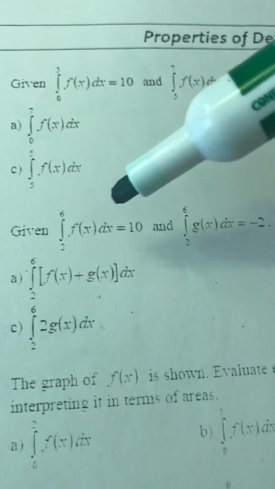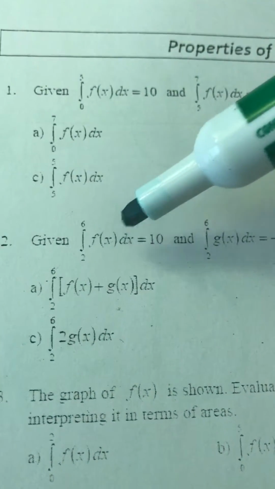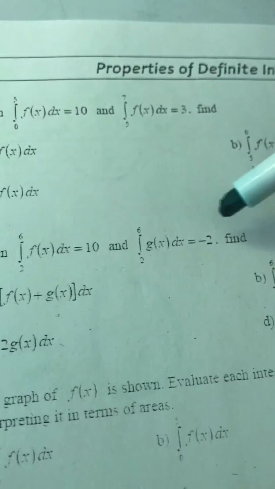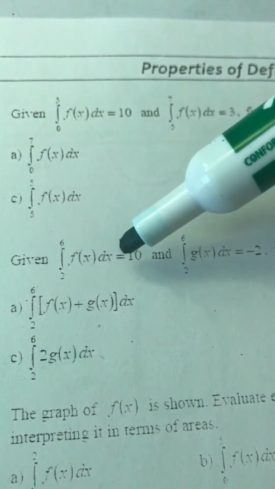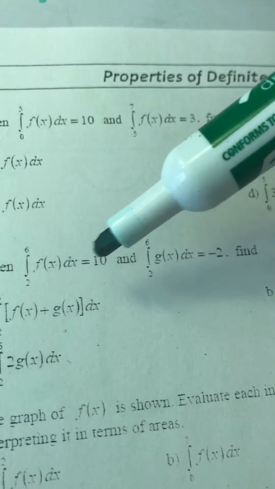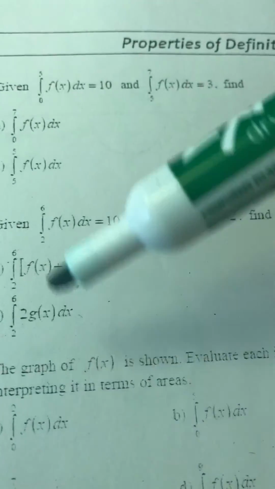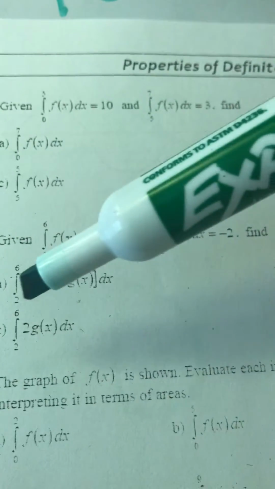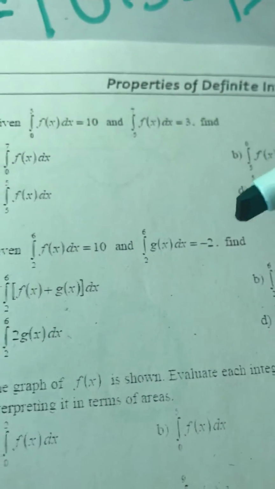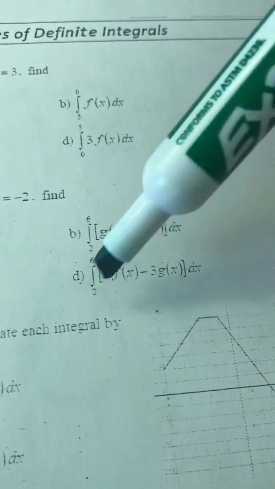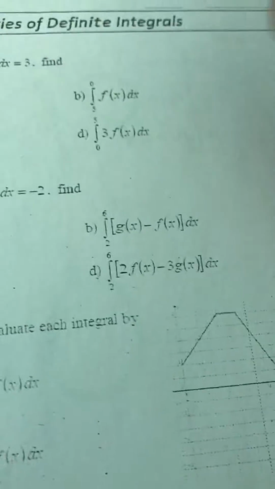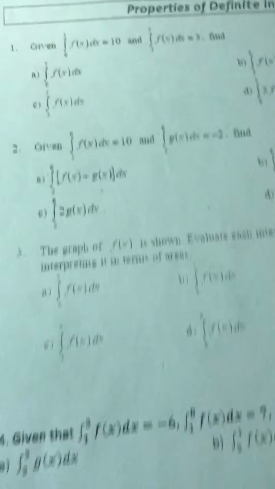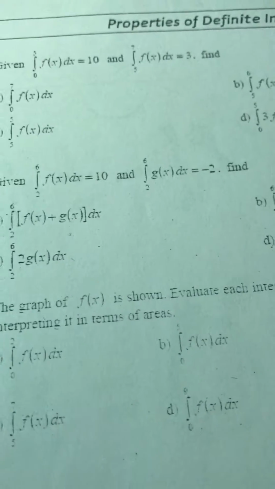So for this one, they give us that the integral of f of x equals 10 and the integral of g of x equals negative 2. So now we have two different functions. If they're asking from 2 to 6 of f of x plus g of x, all you're going to do is 10 plus negative 2, so you get 8. For this one, you multiply 2 by negative 2, so that's negative 4. And this one you just subtract, and then this one gets more confusing because you have to subtract and multiply. Let me know in the comments if I should do that one.